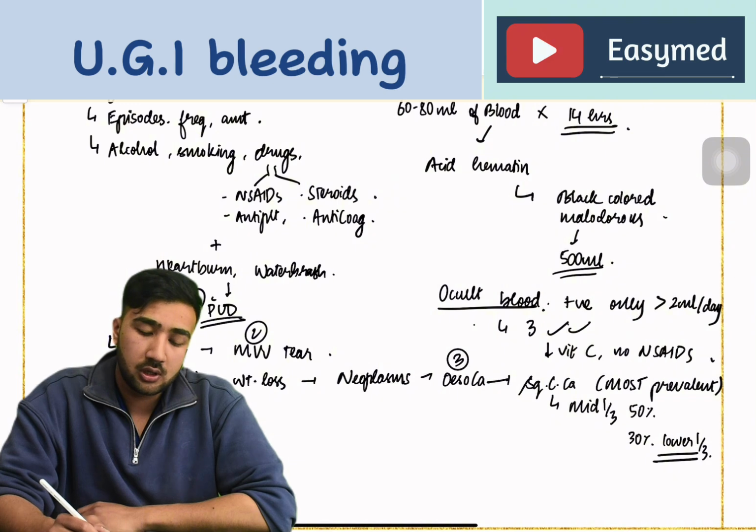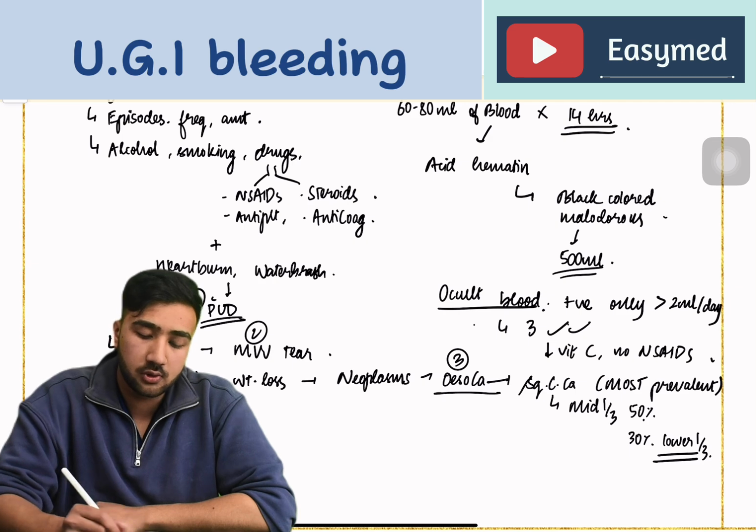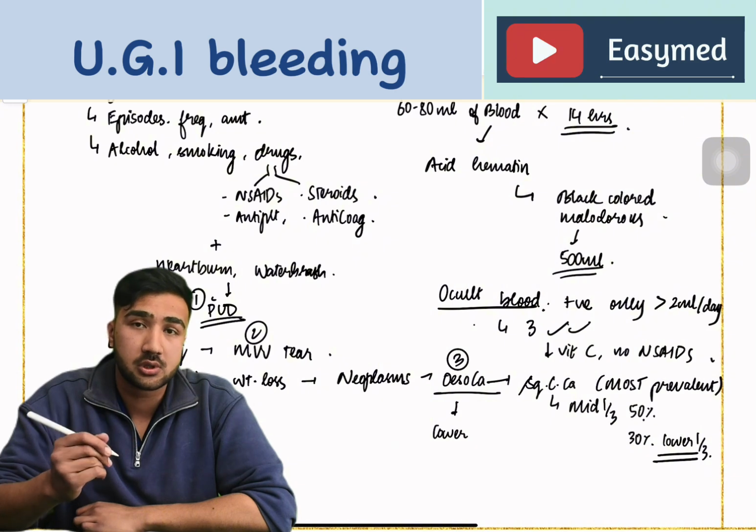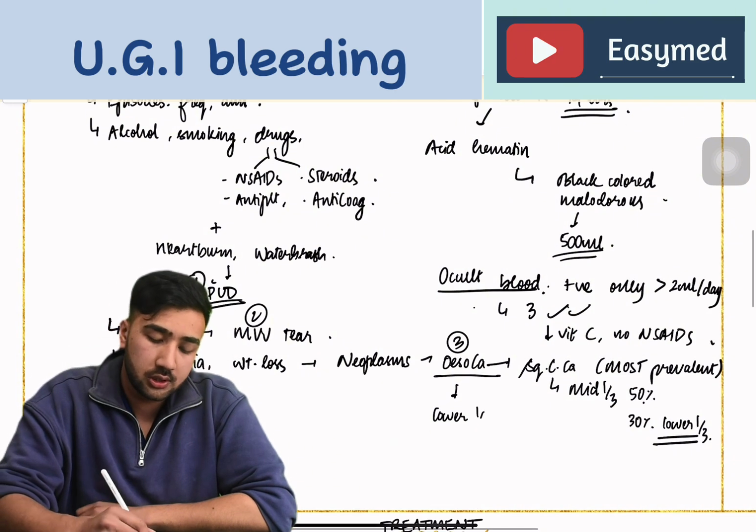So even though squamous cell carcinoma is most common and occurs in the middle third, esophageal carcinoma overall is most common in the lower third. Because squamous cell carcinoma also occurs 30% in the lower third and all of the adenocarcinoma is in the lower third, so lower third is the most common site.